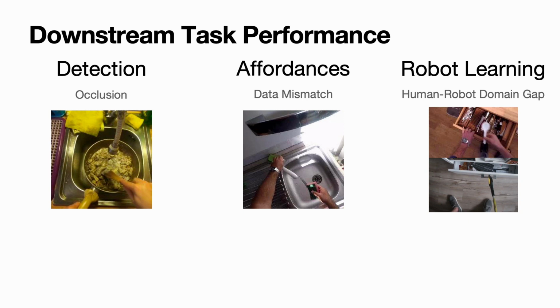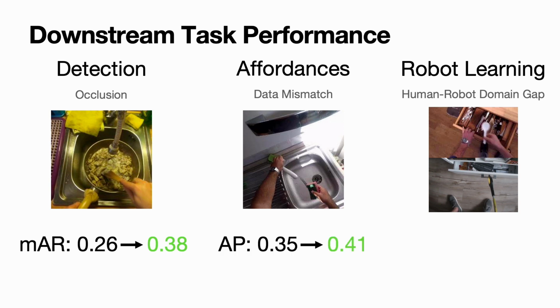Utilizing the environment agent factorization powered by our video inpainting diffusion model, we are able to improve performance on a variety of downstream tasks. For object detection, we improve mean average recall from 0.26 to 0.38. For predicting grasps afforded by objects, we improve average precision from 0.35 to 0.41. And when learning robotic reward functions from in-the-wild human videos, using the factored representation improves the Spearman's rank correlation of the learned reward function from 0.56 to 0.61.